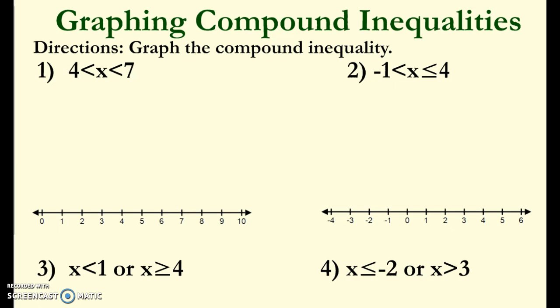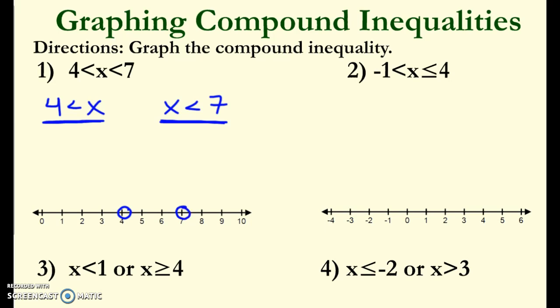All right, so for number 1, like I said in the previous slide, I like to split it up into 2 separate problems, where I get 4 is less than x, and then I also have x is less than 7. Again, we're going to have our points. That's the first thing you should do. I know that at 4, it's going to be an open circle, so I can do that right away. And I also realize that at 7, it's also going to be an open circle.